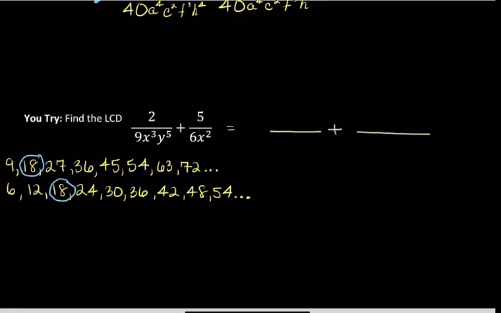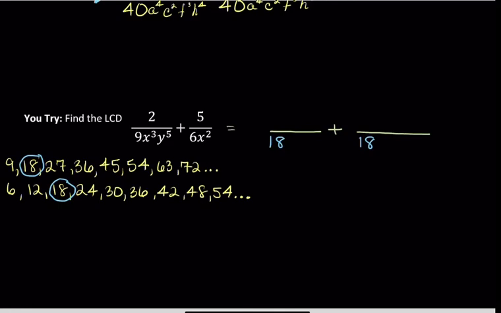Okay, so for the coefficients, I got an LCD of 18, and I know I wrote down an obnoxious number of multiples there, and you could have done that in your head. I just wrote them out just for fun. And so you got 18 as the LCM for the numbers, for the coefficients.